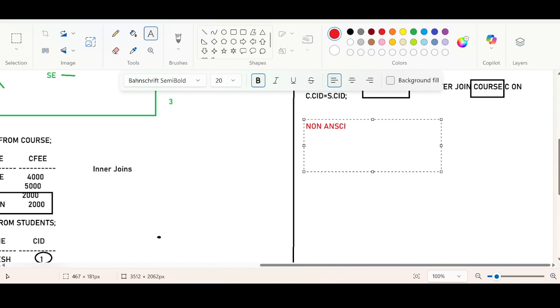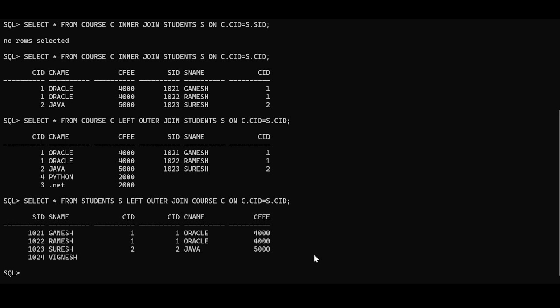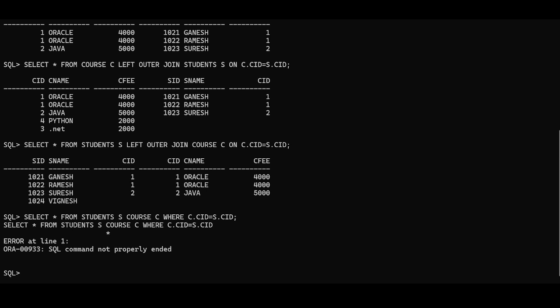Okay. Same query. Difference between ANSI and non-ANSI is that there should not be on. Instead of on, you should be using where. Okay, and there should not be any join key. Okay, but if you use this, there is a problem. Okay, we use this separated by comma. If you use this, there is a problem.